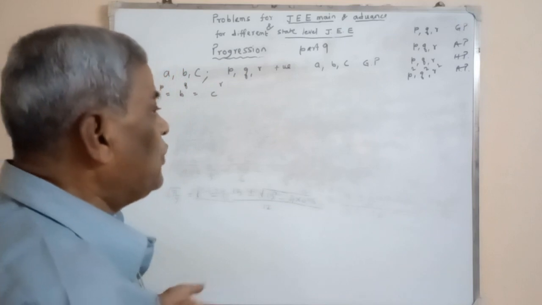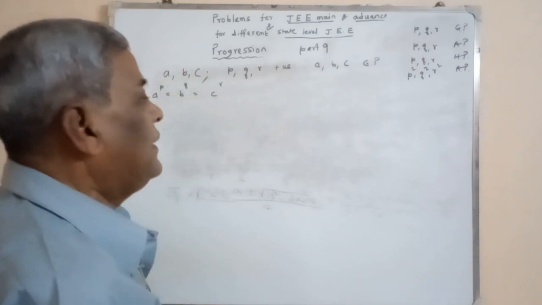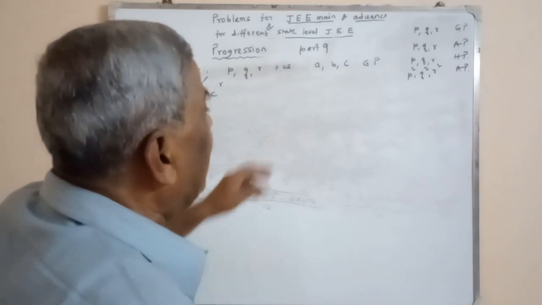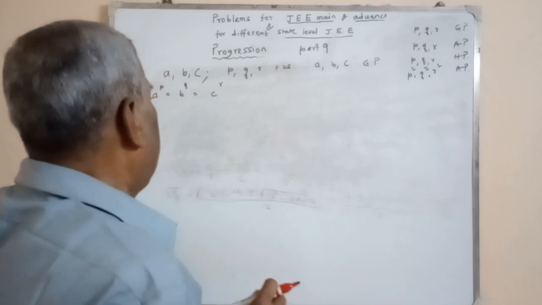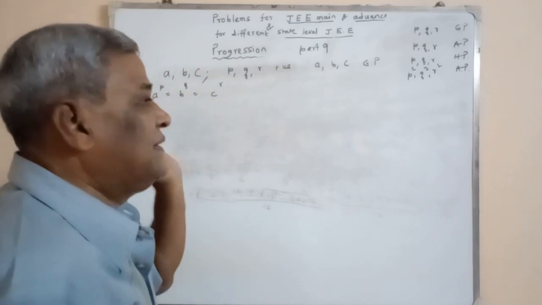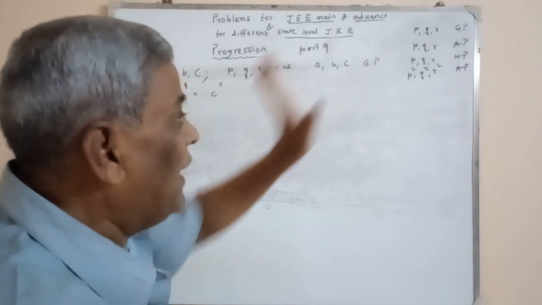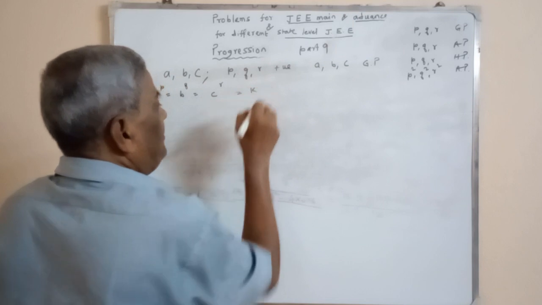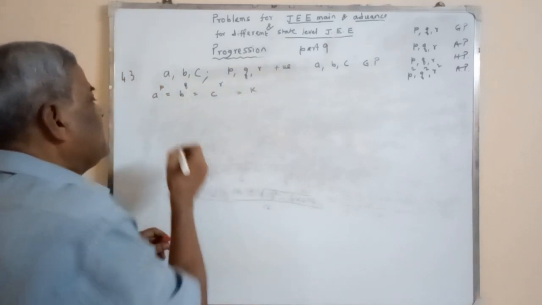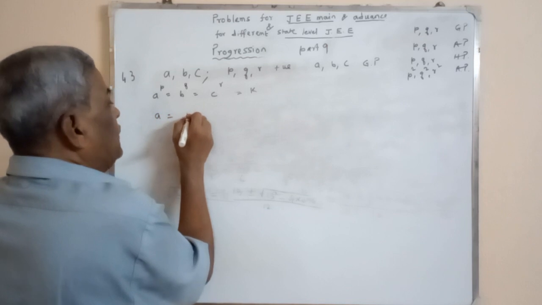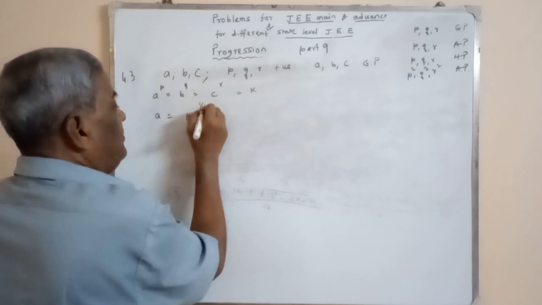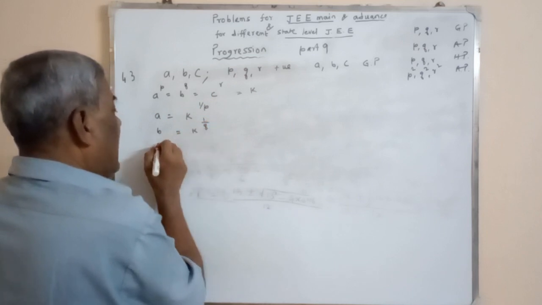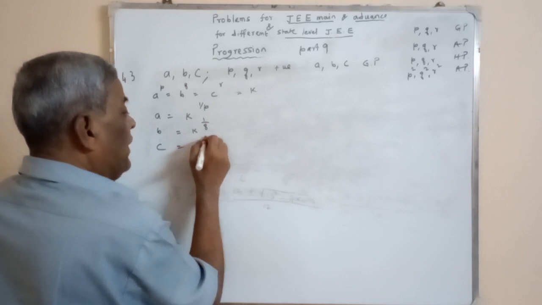So let us see the problem once again. A, B, C and P, Q, R are positive real numbers, and A, B, C are in GP, and this is equal to that. Then which one is correct? Let us suppose that this is equal to K. So from here I can say A is equal to K to the power 1 by P, B is equal to K to the power 1 by Q, and C is equal to K to the power 1 by R.